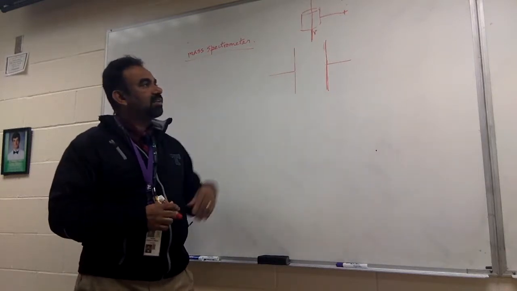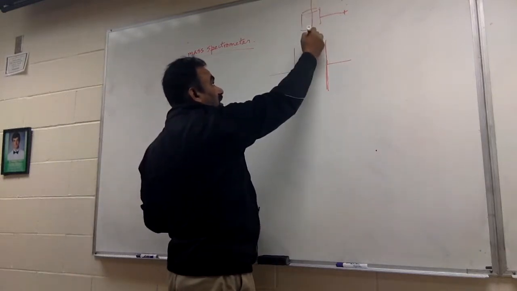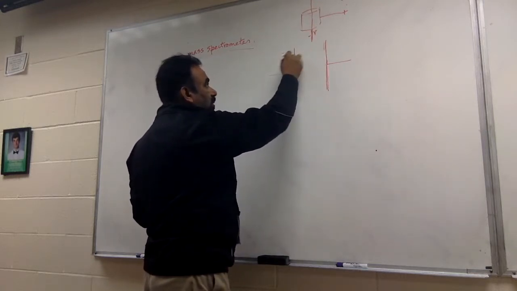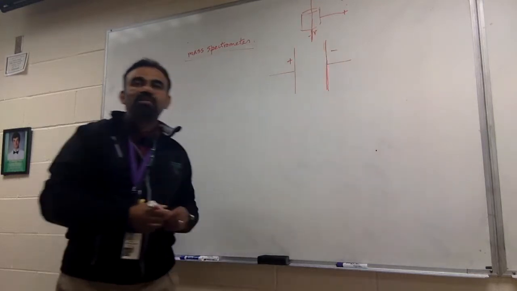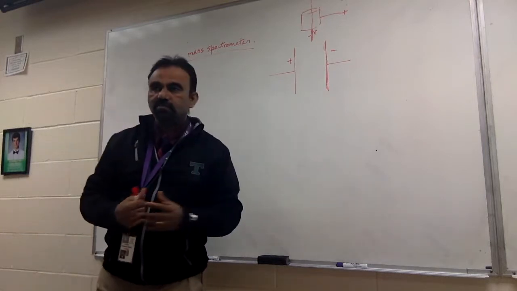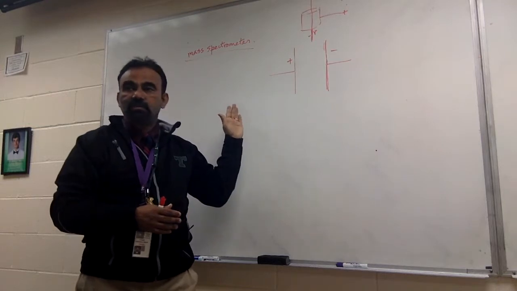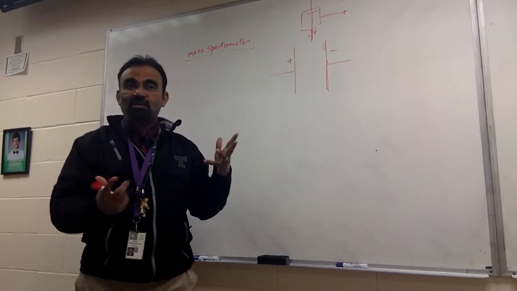Now, if you put an electric field like this, and remember the charges that are coming are negatively charged, if you put a positive potential and a negative potential, which way will these charges deflect? Which way will they deflect? This way? Now, will the deflection be exactly the same for all of them?